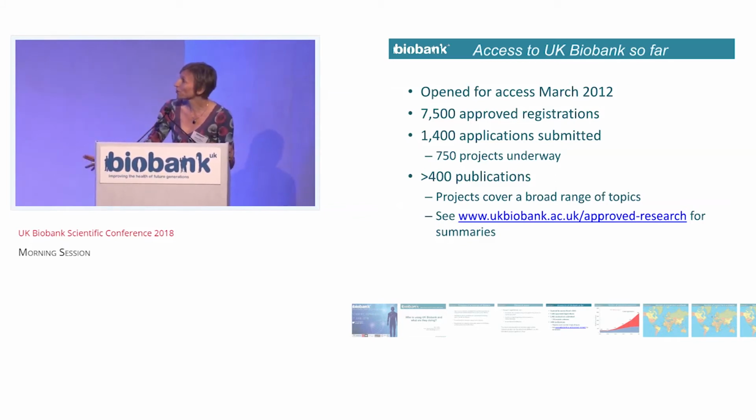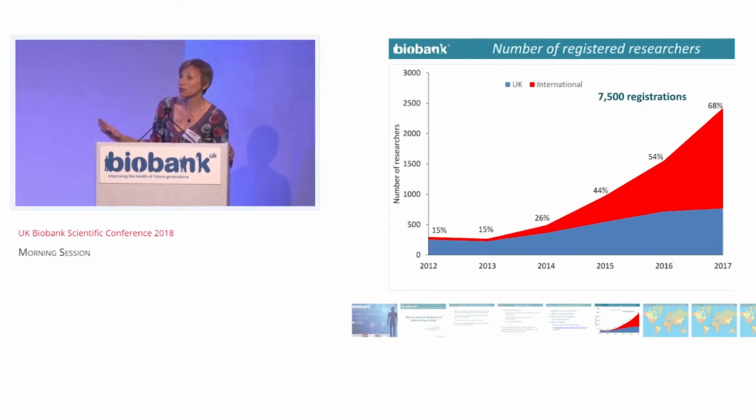This graph shows the number of registered researchers using UK Biobank over time since we opened for business. What you can see is the massive increase in interest in the use of the resource. The blue area is UK-based researchers, and the red is international researchers. By the end of last year, about two-thirds of registered researchers were from overseas. So it's gradually becoming a resource that is of high interest to the international community.